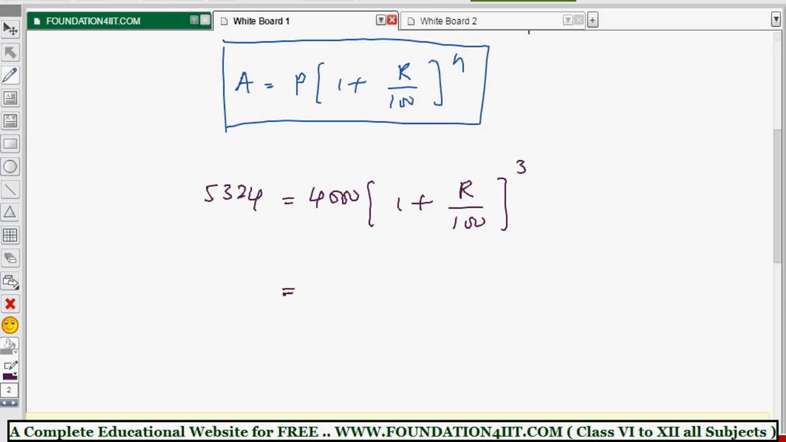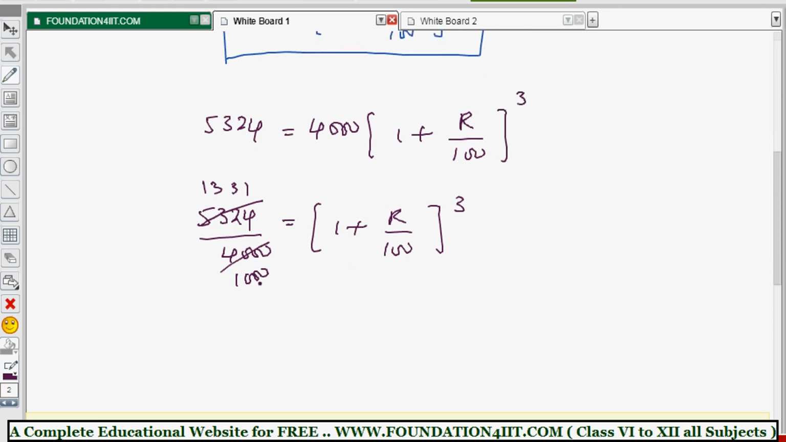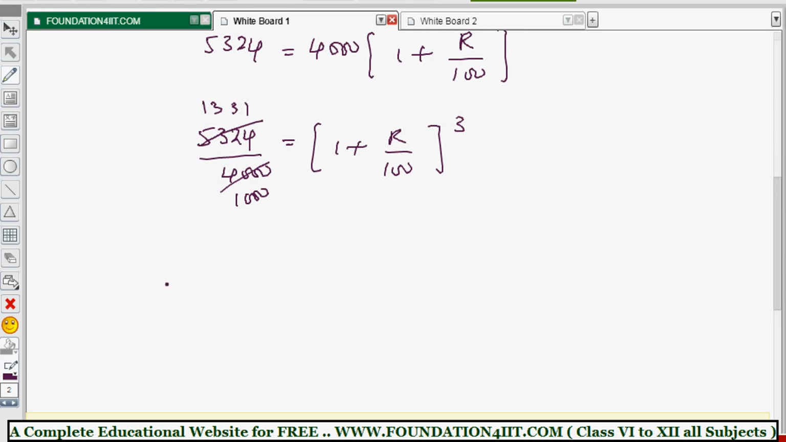So simplify. Now take the 4,000 to the left. This is 5,324 by 4,000 equals (1 plus R by 100) all to the power 3. Now 5,324 by 4,000 you need to simplify. You can cancel by 4, right? 1000 and 4 table you cancel. Then finally we got 1331 by 1000. Therefore (1 plus R by 100) all to the power 3 is equal to 1331 by 1000.